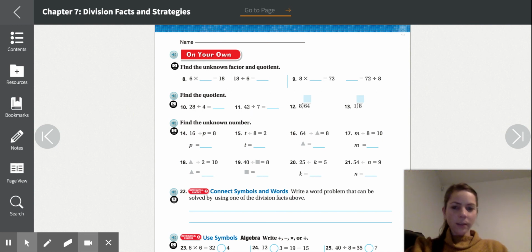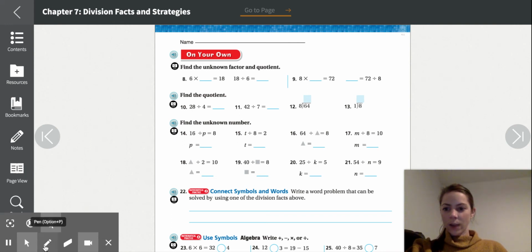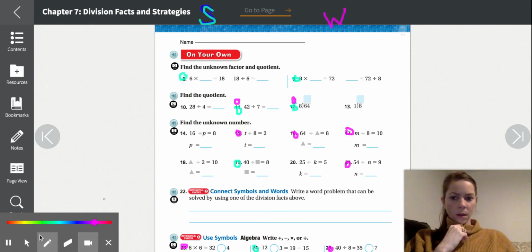Okay, this is lesson 7.8. We're on the On Your Own section. I'm going to give the directions, or I'm going to circle and color code the problems for each group. Okay, so I circled which ones I want each group to do.